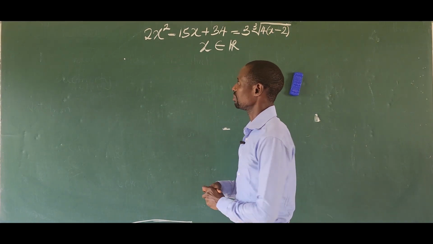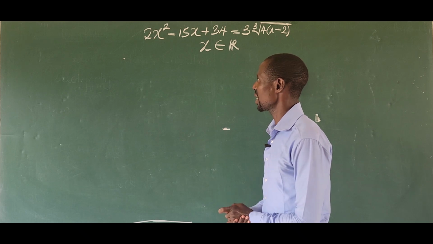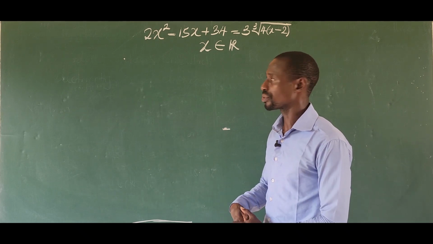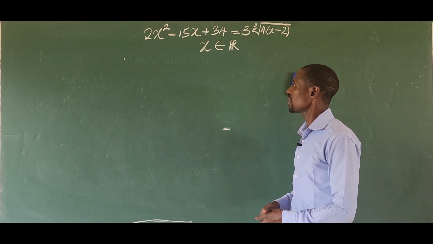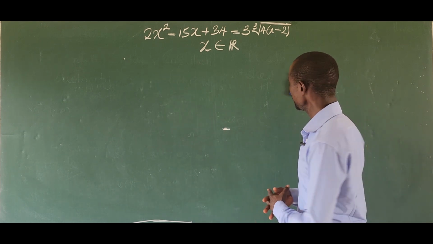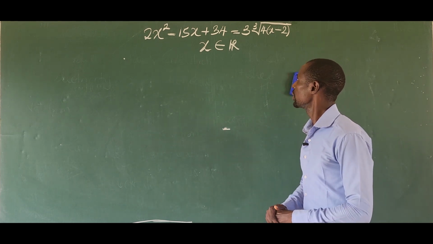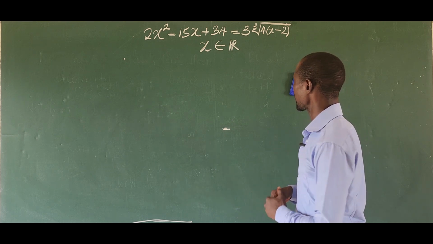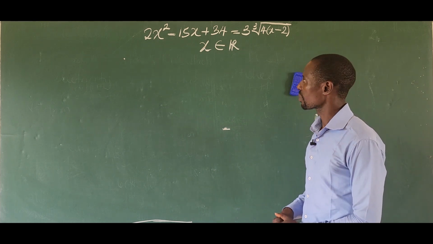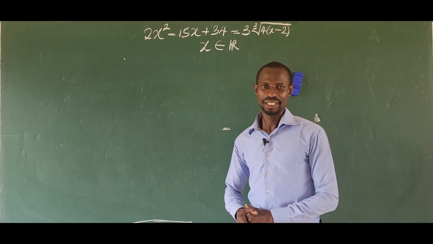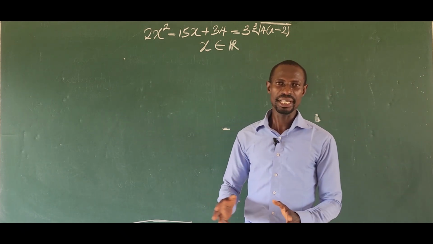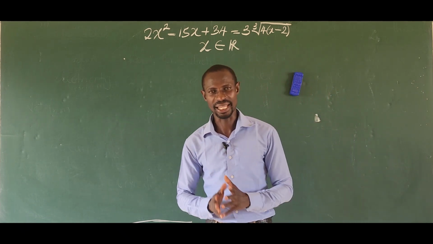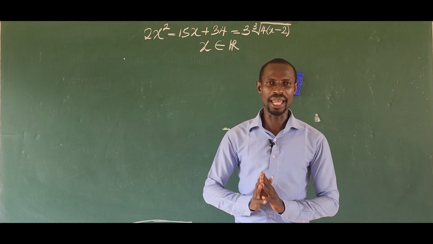We have this question before us here. The question is 2x² minus 15x plus 34 equals 3 times the cube root of 4(x minus 2). What is the value of x in this challenge? Here we are told that x belongs to the set of real numbers. So how do we get the real value for x here?